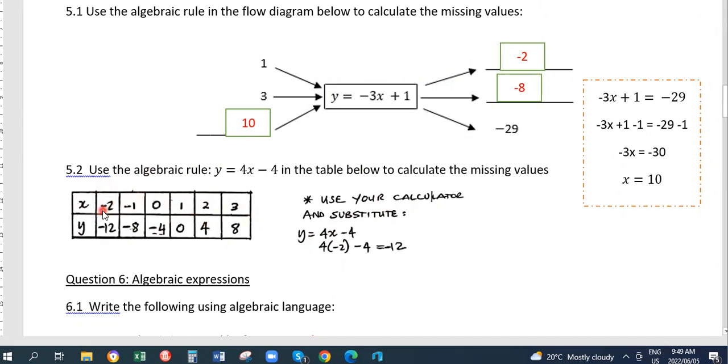So if x is minus 2, you take your equation, y is equal to 4x minus 4. You put minus 2 there, and you can work it out. 4 times minus 2 minus 4. And the answer is minus 12 or negative 12. 4 times 2 is 8, negative 4 is negative 12. So we can substitute in your calculator. It saves you time. But remember, whenever you're given this application for classwork, please do it mentally.